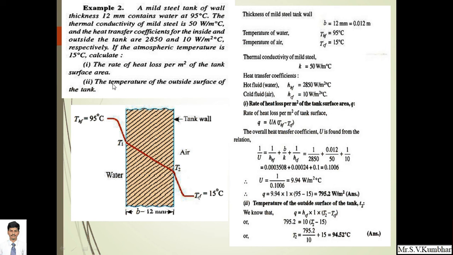The next question is the temperature of outside surface of tank, means we have to calculate T2. Now just consider the heat transfer from this metal to air by convection, which is given as Q is equal to HCF into T2 minus TCF into area. So Q is known to us, that is 795.2, HCF which is given as 10, area is 1, T2 we have to determine, and TCF the value is 15 degree centigrade. So solve this, we will get T2 as 94.52 degree centigrade.